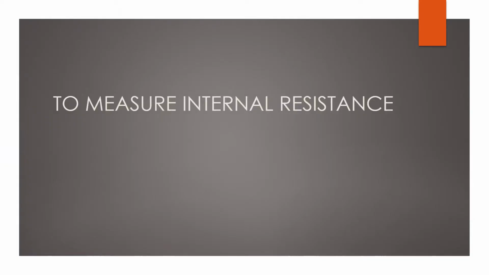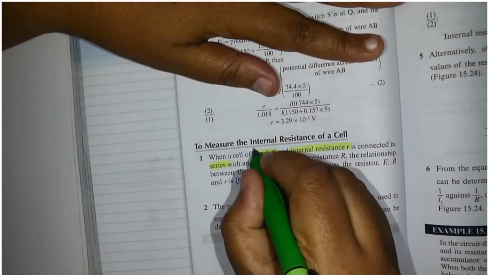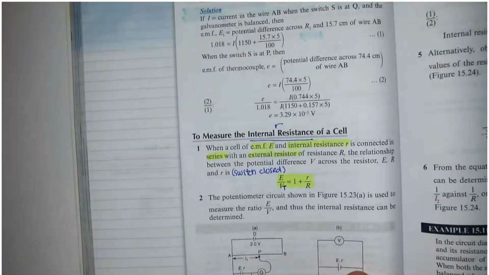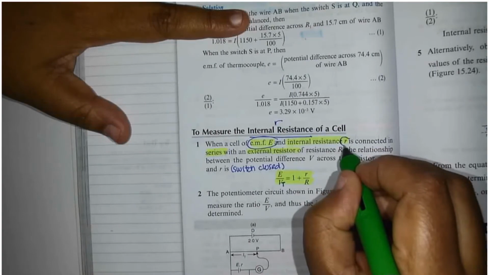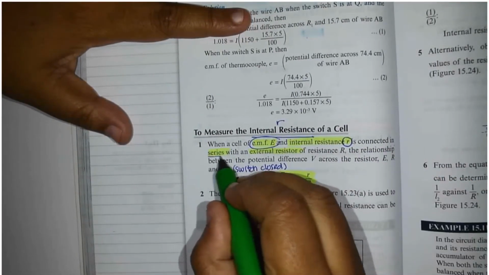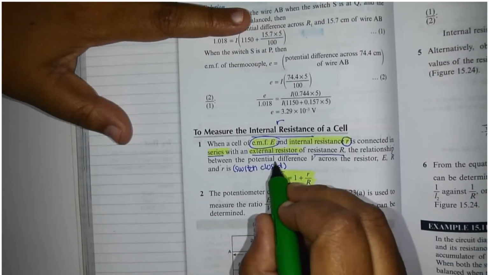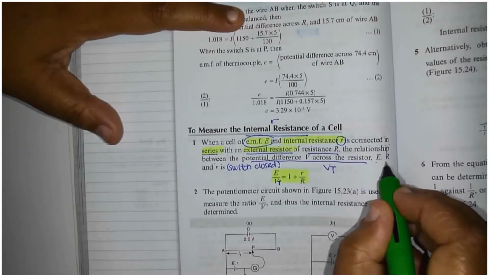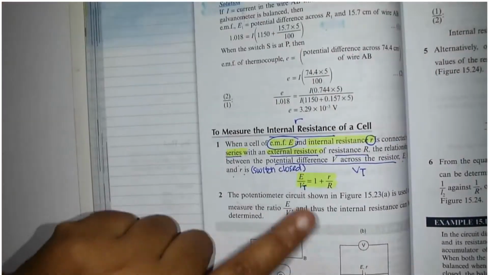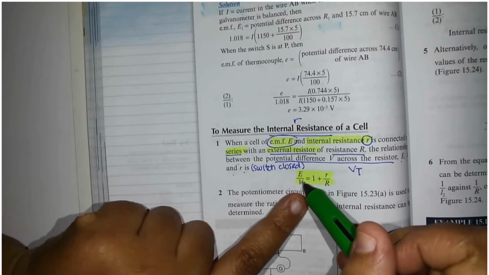Potentiometer is also used to measure the internal resistance of a cell, or the internal resistance of a battery. When a cell of EMF E and internal resistance small r is connected in series with an external resistor of resistance R, the relationship between the potential difference V across the resistor, which is the terminal voltage, E, R and small r is given by the formula here, but they symbolize it as V. Terminal voltage they symbolize as V.